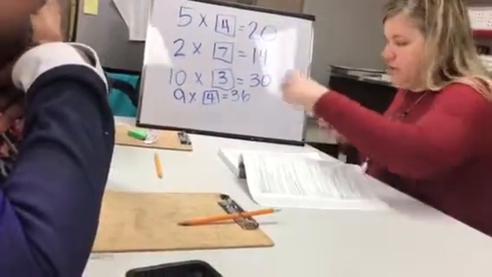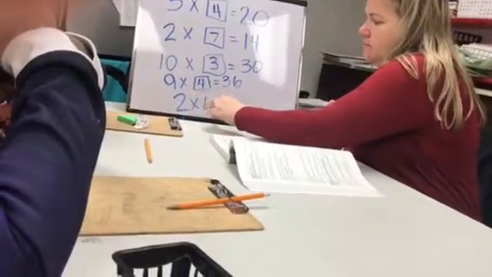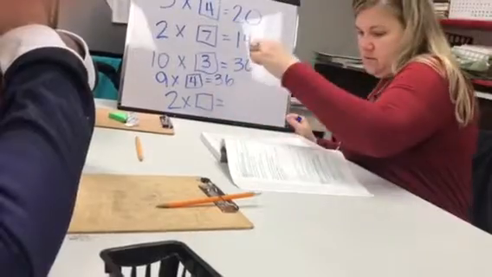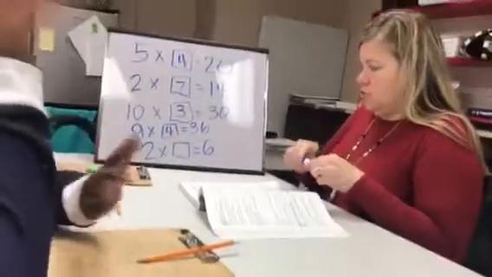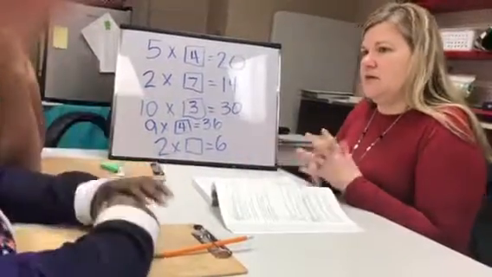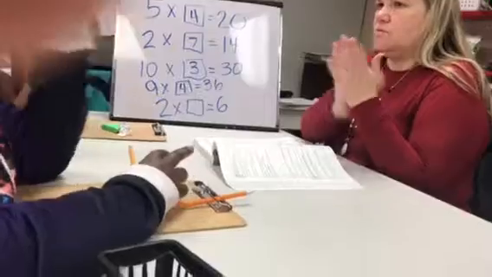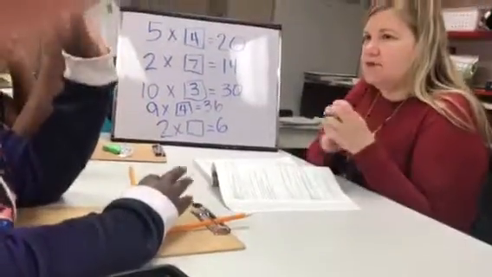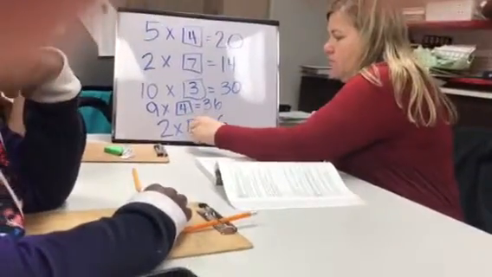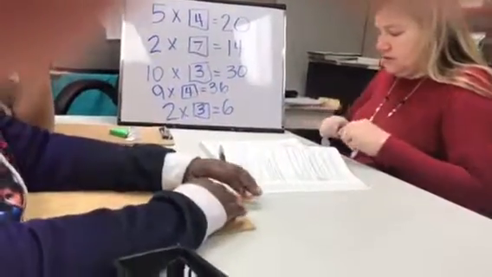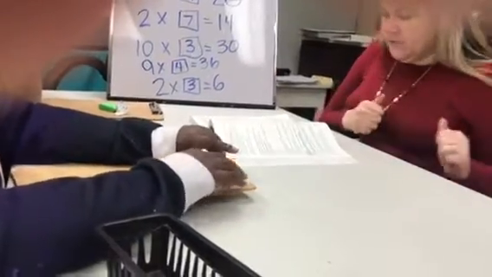And the last one that we're going to do together is 2 times some number equals 6. So we're going to count by what? 2 to get to what? 6. Hold up your fist. Get ready. Count by 2s. 2, 4, 6. How many times did we count by 2? Good. So we counted by 2 3 times. 3 goes in the box. Now I have practice for you to do.